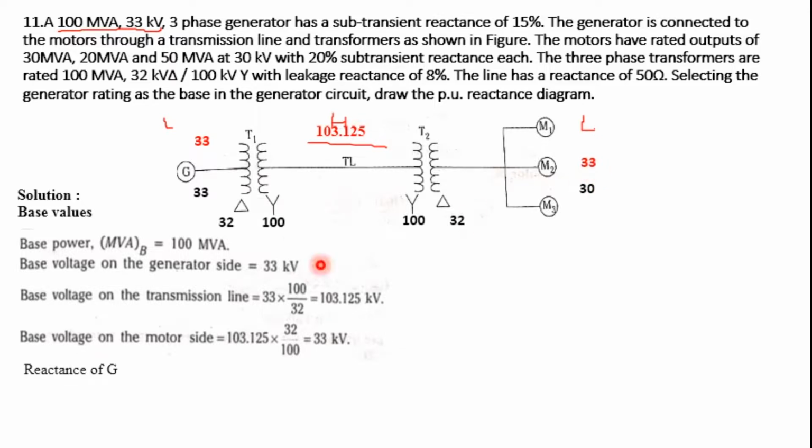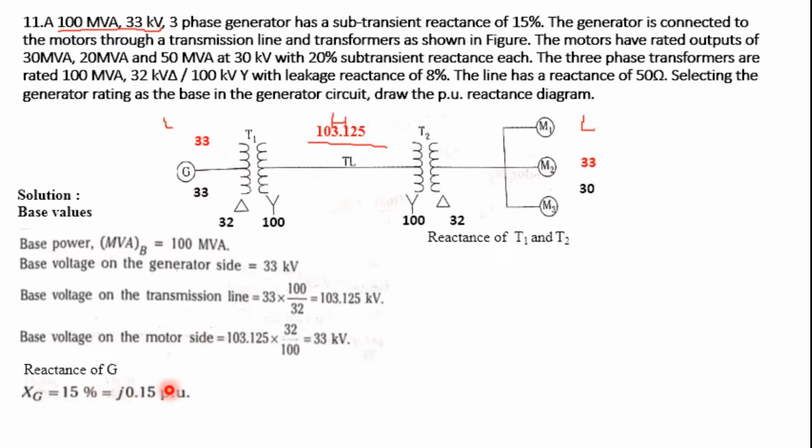We just need to draw the reactance diagram, by calculating the reactance of all the components. So Xg is equal to 15%. We are not recalculating that because the actual value and the base values are the same. So 15 divided by 100 gives 0.15, into MVA base 100 over 100, and voltage 33 over 33. We get 0.15 per unit.